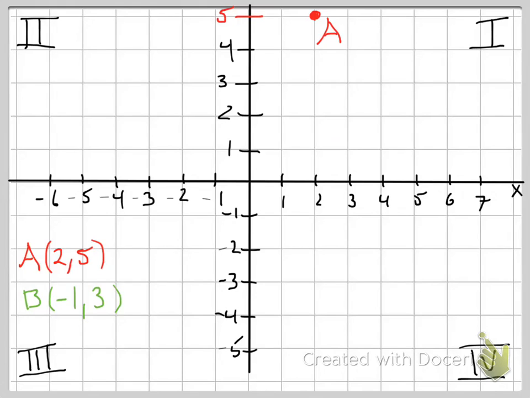I'll do a point B, which is (-1, 3). So we're going to start at the origin, and we're going to go left. We're going to go left 3, or not 3, excuse me, left 1, and then we're going to get on that elevator, and we're going to go up 3, and that's going to be my point B.